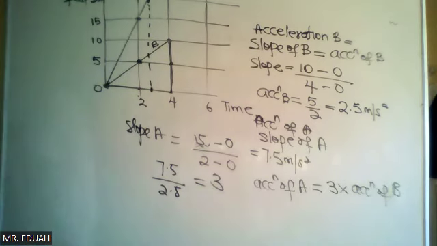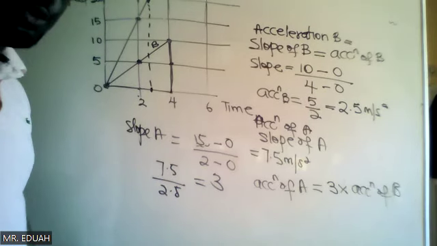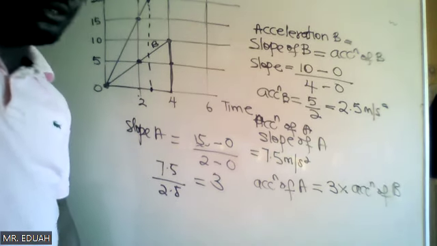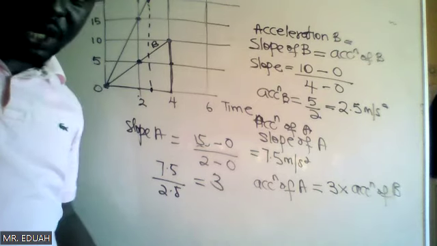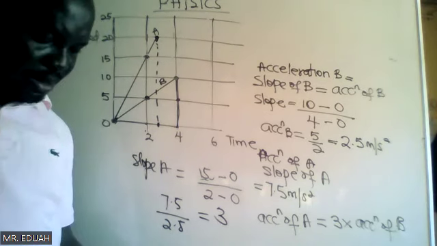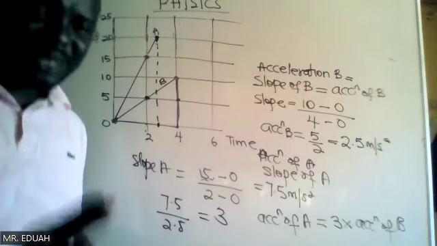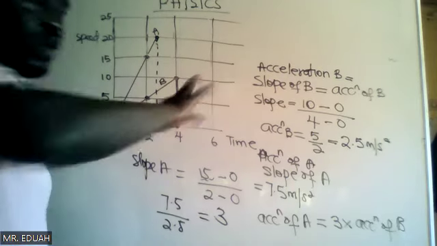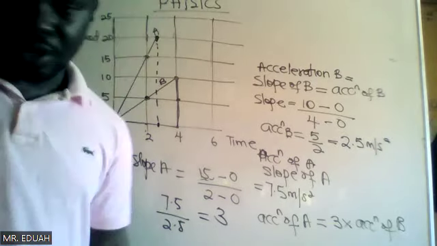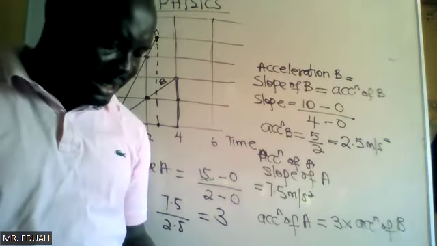However, if we are comparing the acceleration of B to the acceleration of A, then it will be 1/3. Acceleration of B is 1/3 the acceleration of A. Please, are we okay? Class, are we okay? Yes, please. So if you are given the problem, take your time and analyze. It's a very good exercise. At least it will help you understand the basics to move on. Is that clear? Yes, sir. All right. If you have any question, ask.